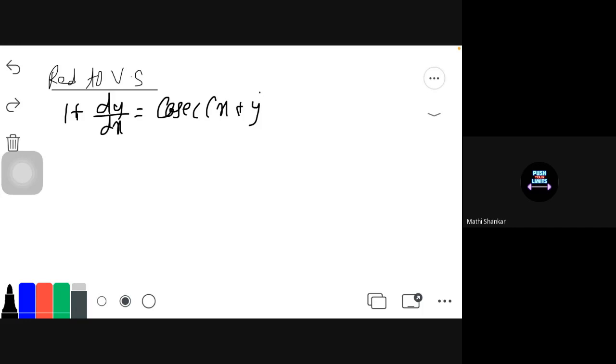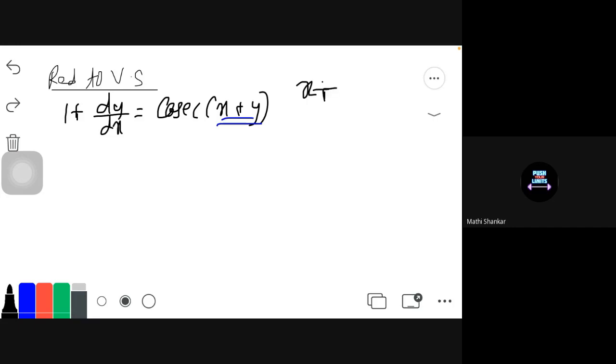So now you will not be able to separate here. You can see here, you cannot separate. In the previous numericals what we have seen, we were able to separate y with dy and x with dx. Now as the angle is inside cosec, you will not be able to separate x with dx and y with dy. Okay. So what we'll do here, we'll take one substitution. Where you cannot separate, there only you will take the substitution.